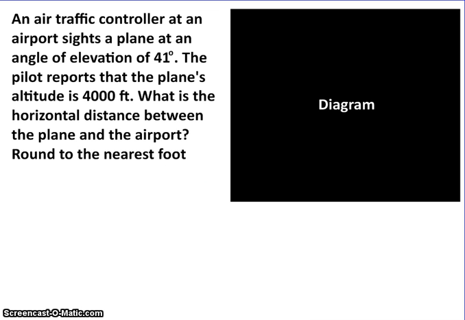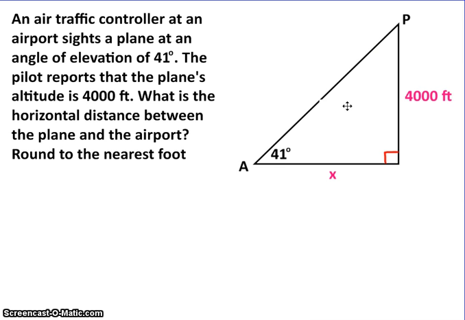Alright, so an air traffic controller sights a plane at an angle of elevation of 41 degrees. The pilot reports that the plane's altitude is 4,000 feet high. What is the horizontal distance between the plane and the airport, rounding to the nearest foot? Okay, so I'm going to delete this. Alright, so here's the picture.